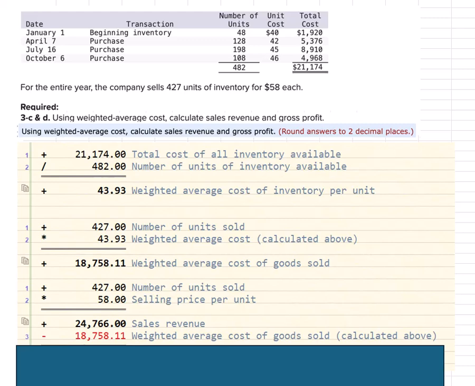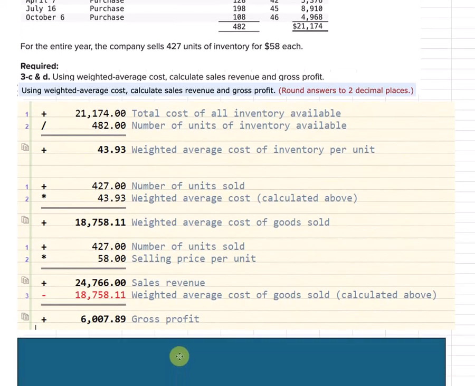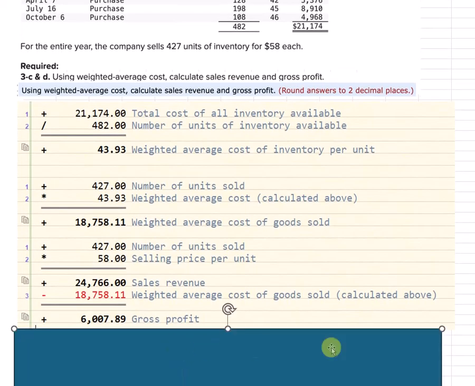Now, what we've got to do is subtract out the weighted average cost of goods sold, because gross profit is equal to your selling value, right? Your sales less the cost of goods that you sold. And we're using the weighted average method, so that $18,758 is what we would subtract. And when we're done, we come up with a gross profit of $6,007 and 89 cents, just simple subtraction here, all answered in two decimal places.